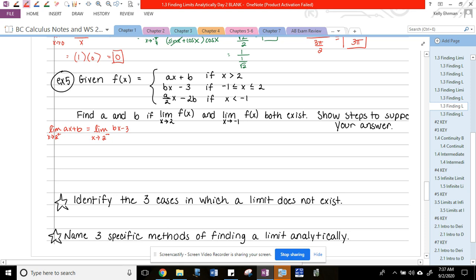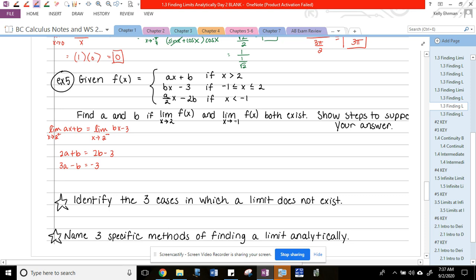Next step is to use direct substitution by plugging in 2 for x. So you get 2a plus b equals 2b minus 3. The only other thing I can do with this is maybe get the b's on the same side. So this could be 2a and then minus b equals negative 3. But I can't solve for either a or b at this point, so I have to pause. And then I go on to my next piece of information.